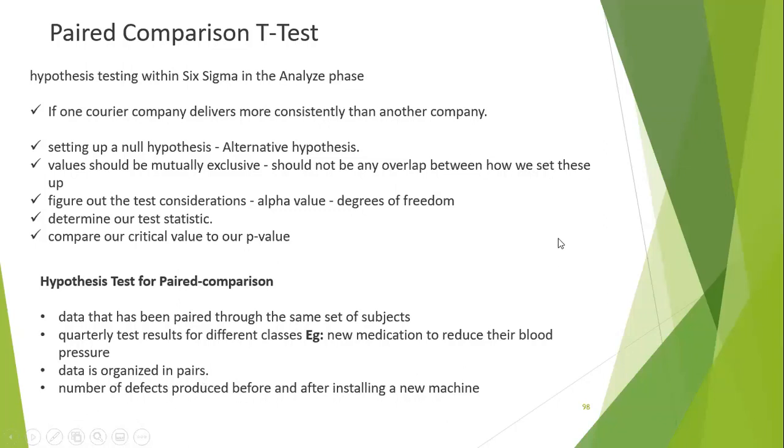Say for example, a person named A and the blood pressure. That should always be a paired methodology, so that we can compare both. Data should be organized in pairs, such as the number of defects produced before and after installing the new machine.